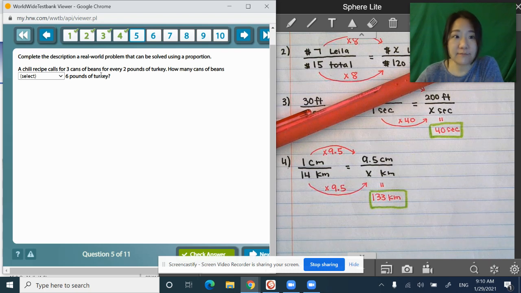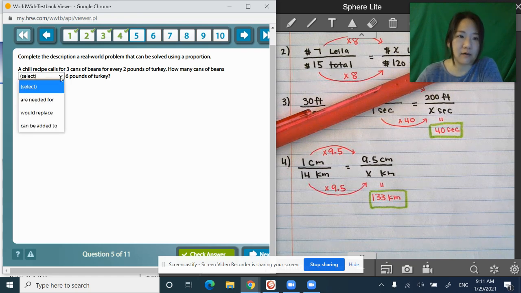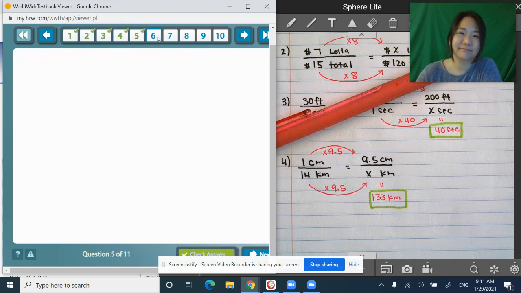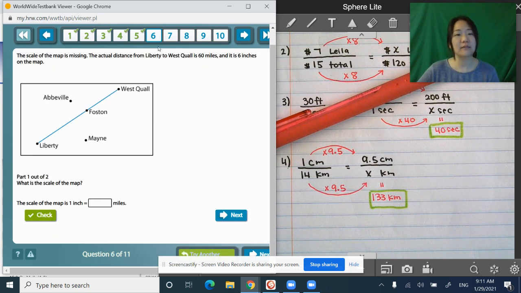Number 5. Complete the description. A chili recipe calls for 3 cans of beans for every 2 pounds of turkey. How many cans of beans are needed if you were to use 6 pounds of turkey? Number 6. Oh, we have another map.